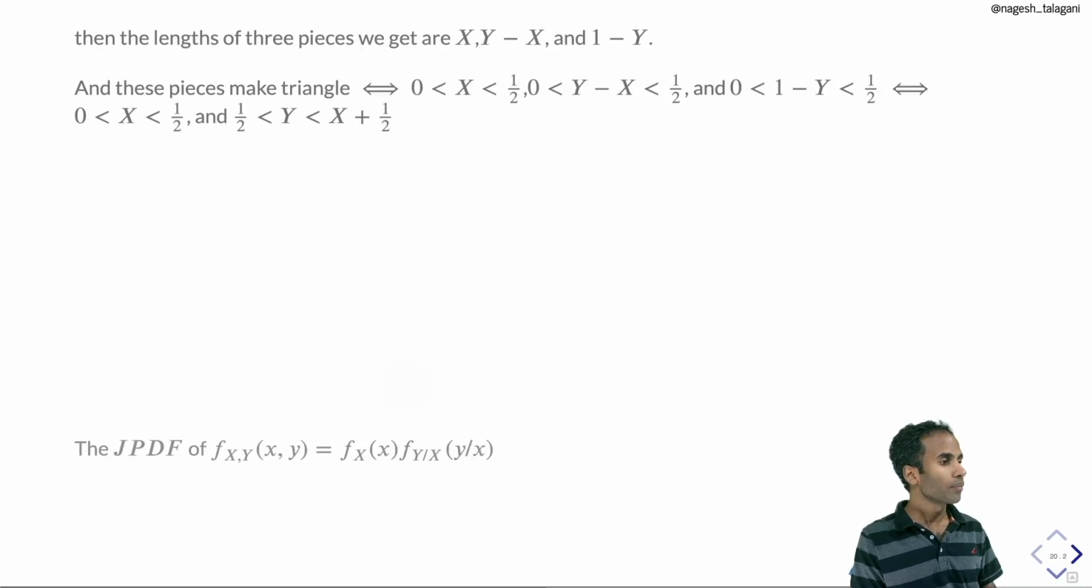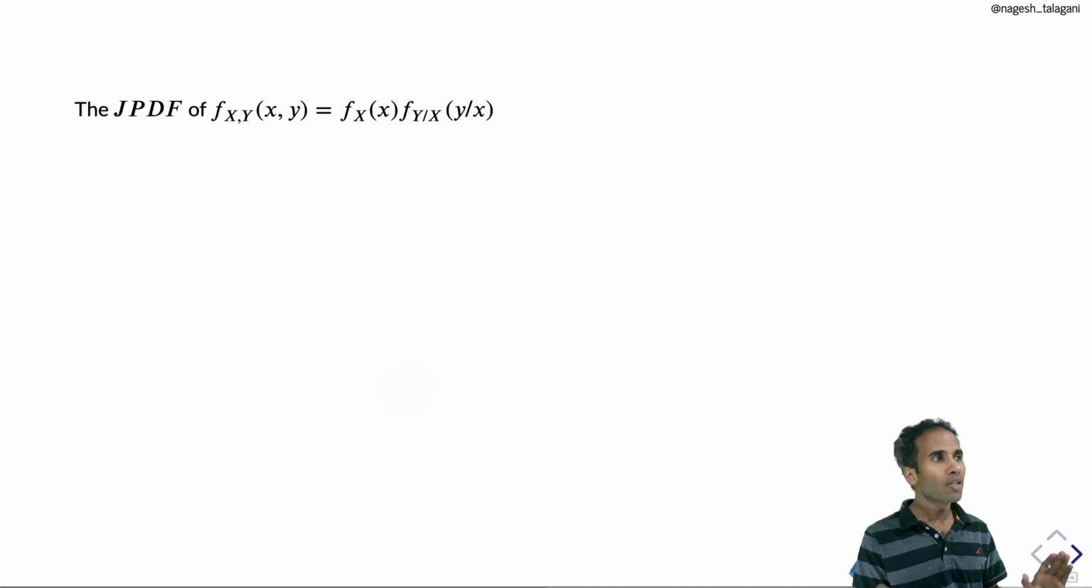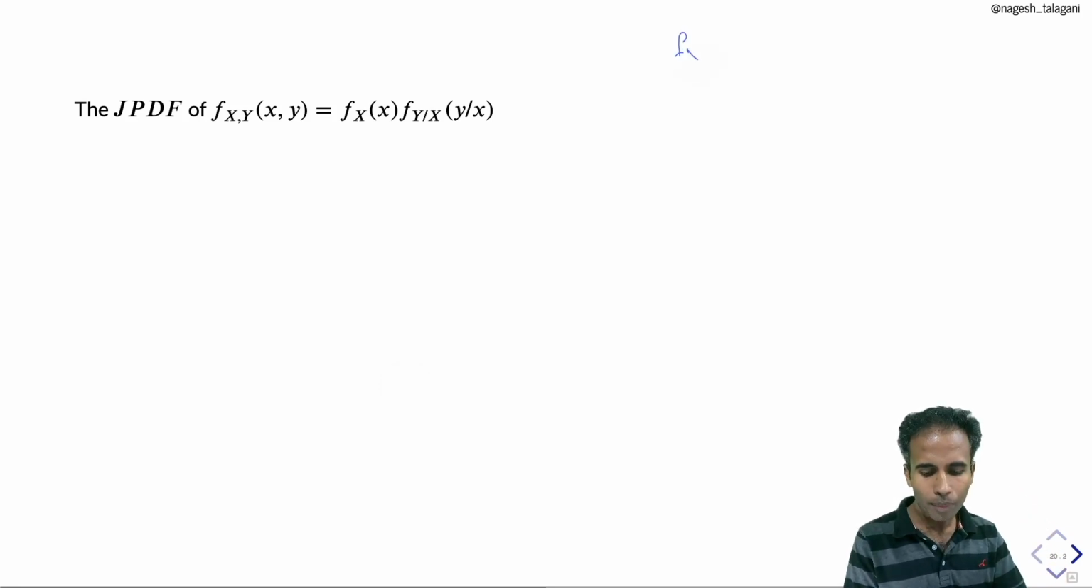Next. Now let us find out the joint PDF of x and y. Here x and y are going to be random variables. They are going to be continuous random variables. Now the joint PDF of x, y is going to be the product of the marginal PDF and the conditional PDF, because the conditional PDF f of y given x, how do we write?